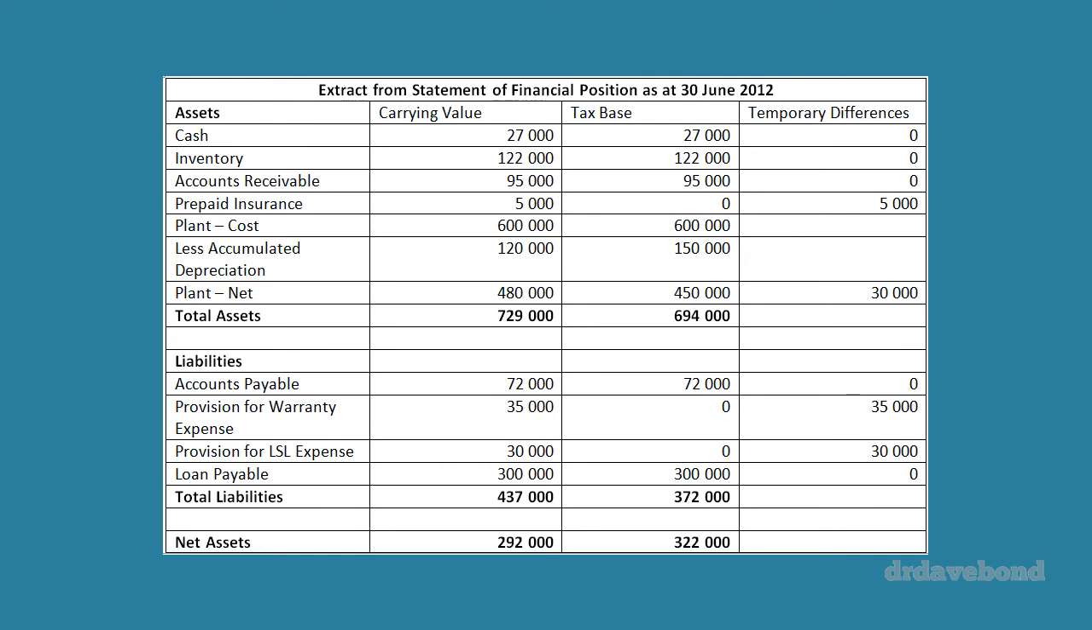We now need to figure out, are these DTAs or DTLs, or what these would lead to. And let's have a look at the difference. In this case, prepaid is greater than the tax base. In this case, the carrying value is greater than the tax base. In this case, the carrying value is greater than the tax base.